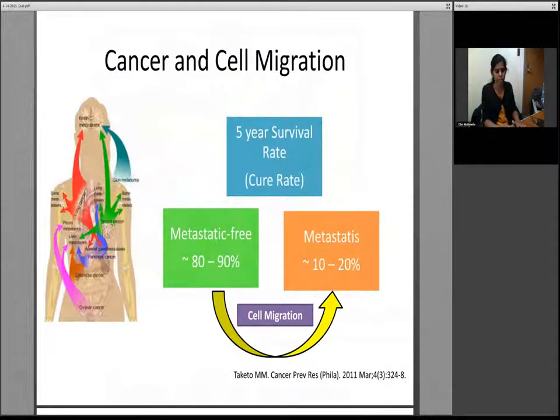So while comparing cancer and cell survival, when the cancer is metastasis-free, the rate of curing cancer is almost 90%. However, when metastasis is involved, the cure rate falls down drastically to just 20%. And the difference between the two types is basically the ability of the tumor cells to now migrate, which is why studying cell migration in tumor cells is extremely important.